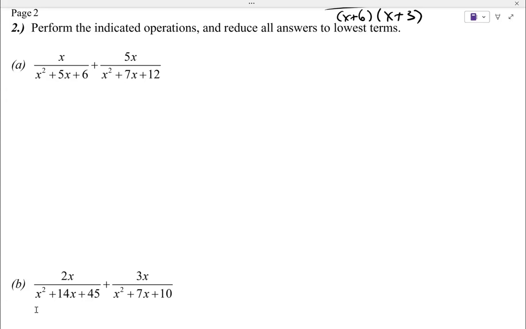Good. So let's look at the denominator. How does that x squared plus 5x plus 6 factor? Good. X plus 2 and x plus 3. Good. I agree. And for the other one, the x squared plus 7x plus 12? 3 and 4. Good.